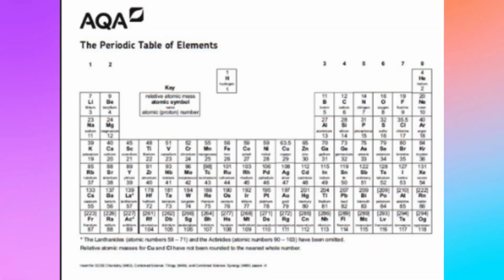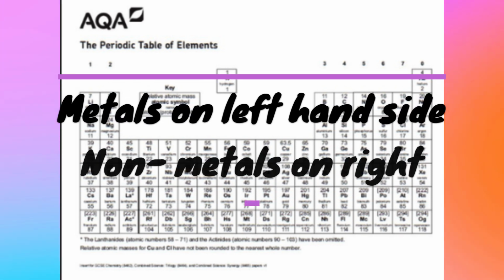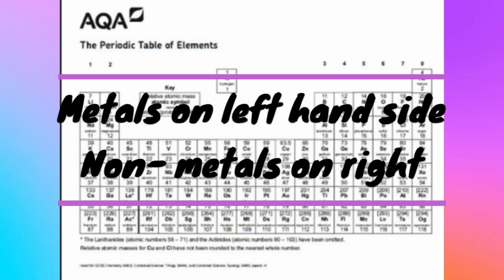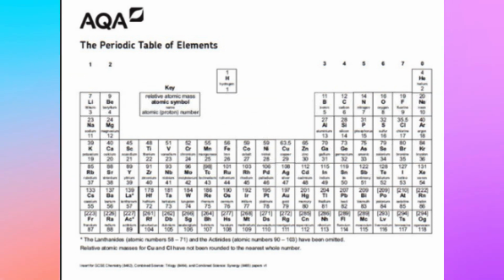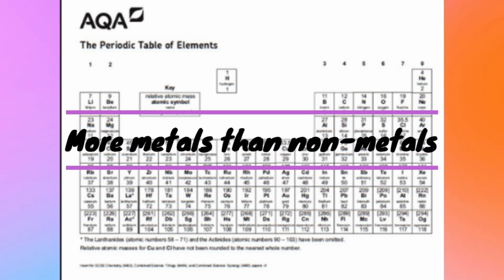Essentially, if we now look at the periodic table that AQA provide us in our exam, we can see that the metals are located on the left-hand side of the table and the non-metals on the right-hand side of the table. And the first thing when we look at this, we can really see that there are a lot more metals than there are non-metals, and that sometimes comes up in little worded marks, so we need to make sure that we know that there are a lot more metals than there are non-metals.